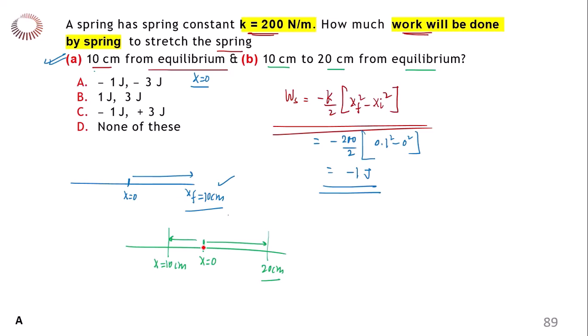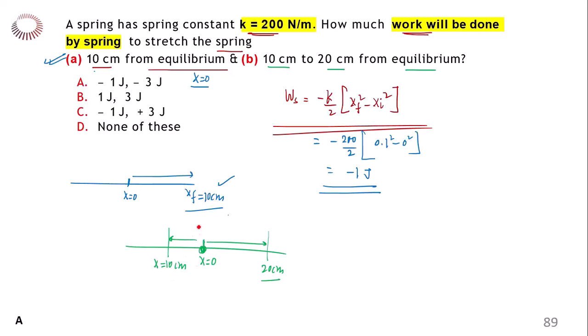Got it? From the equilibrium position, initially you are moving towards the left, and from the equilibrium position, again you are moving to the right by 20 centimeter. So what is the initial position? The initial position was x equals 0. Then from that, you are getting to 10 centimeter. So this part is already known.